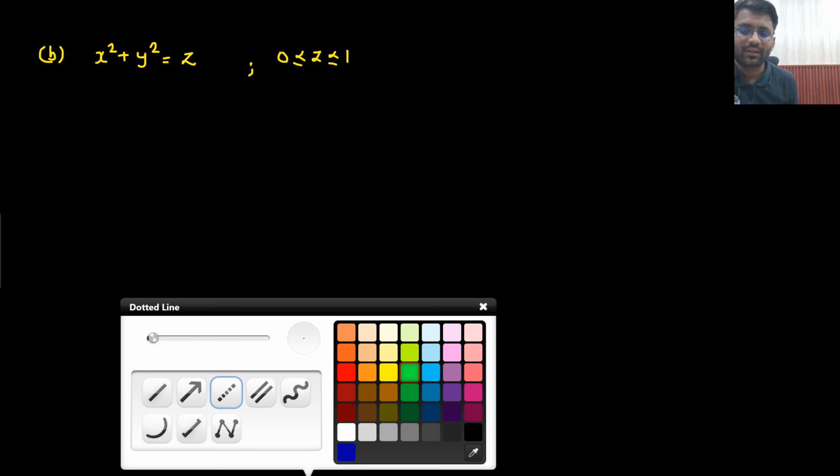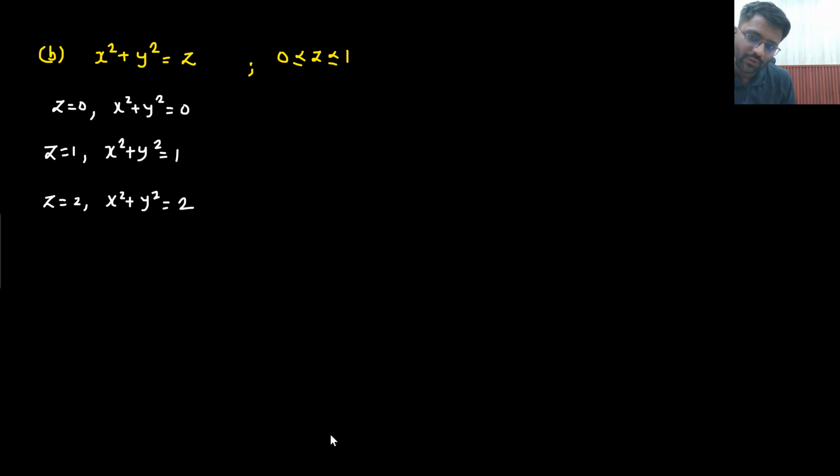x square plus y square equals to z. This we have already made. What we did? We took the value of z equals to 0. What we got? x square plus y square equals to 0. Then we put z equals to 1. What we got? x square plus y square equals to 1. Then we put z equals to 2, x square plus y square equals to 2. So eventually what is happening?